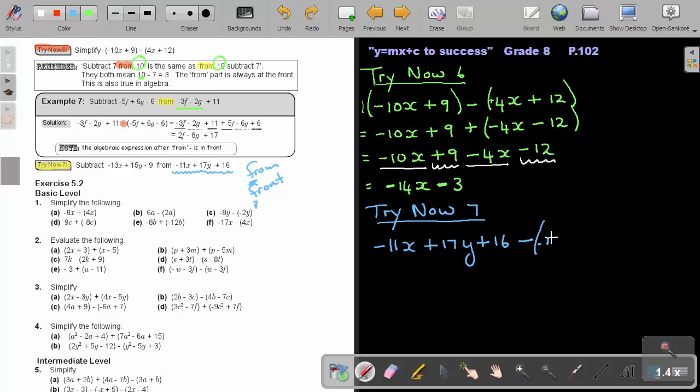Just remember it was negative 13x. Rewrite it exactly as it stands there, plus 15y minus 9. Now remember, I change it into a positive by finding the additive inverse. So it will be negative 11x. This I just rewrite. Now, find the additive inverse. So it's positive 13x minus 15y plus 9.